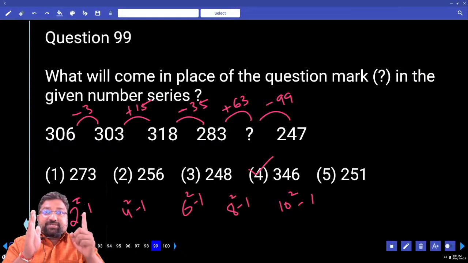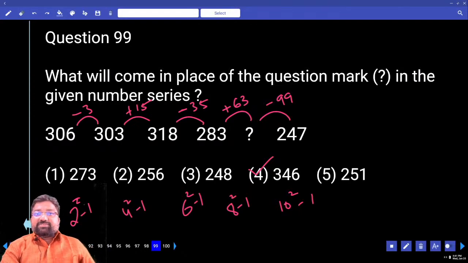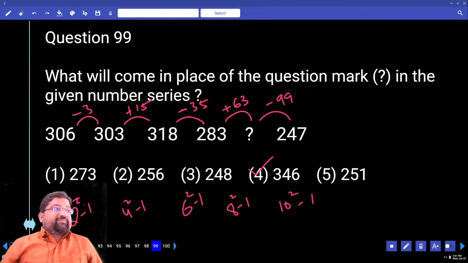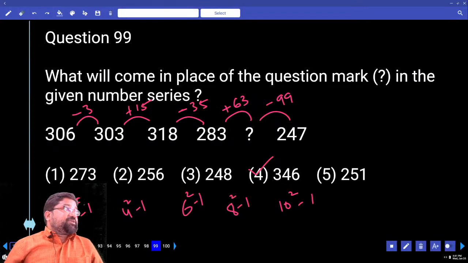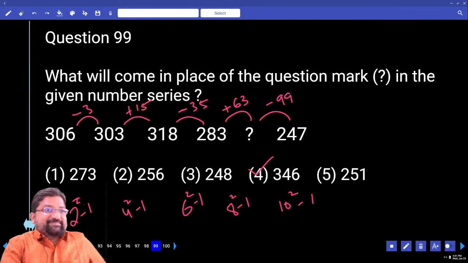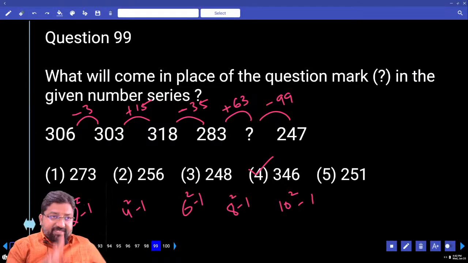As soon as you see the numbers, you should identify the specialty. Number series, it is very, very important. If you don't identify the specialty, the biggest mistake that you will do is you will go for difference of difference. By going for difference of difference, you are wasting another 10 seconds on this question. So in number series, as soon as you see a number, you should be in a position to identify the specialty. This is very, very, very important.